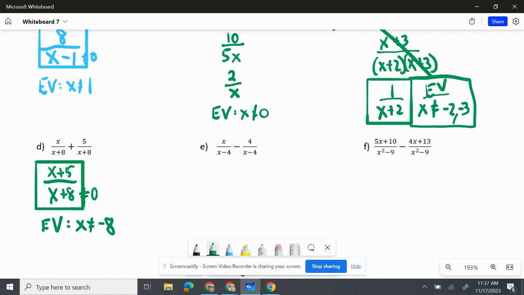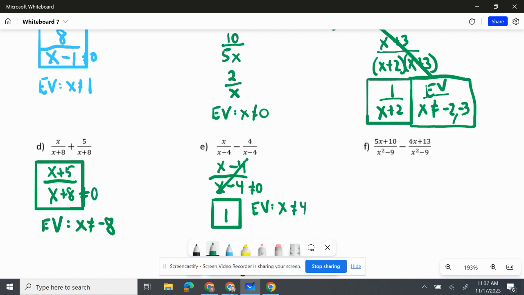Looking at letter E, our x minus 4 is our common denominator, and then we have an x minus 4, and that's the same, so it's going to become 1 as our answer. Our excluded value is always with our original, so our excluded value in this case would be x cannot equal 4.